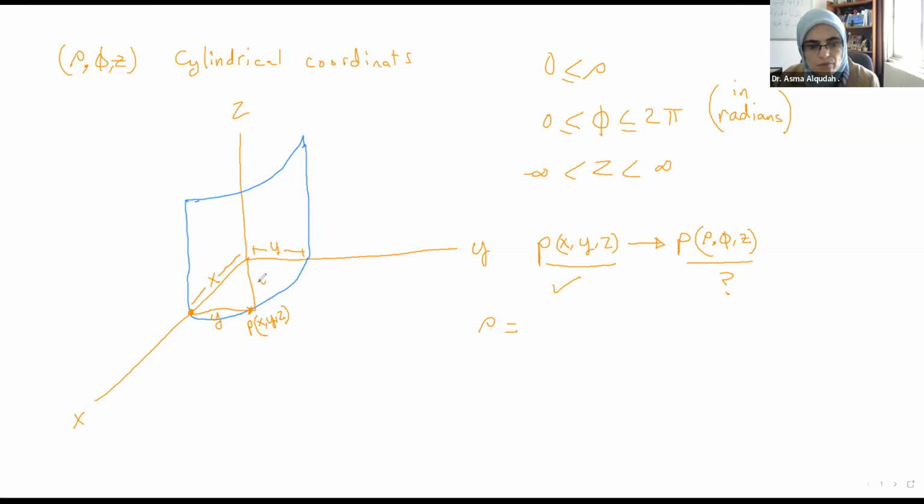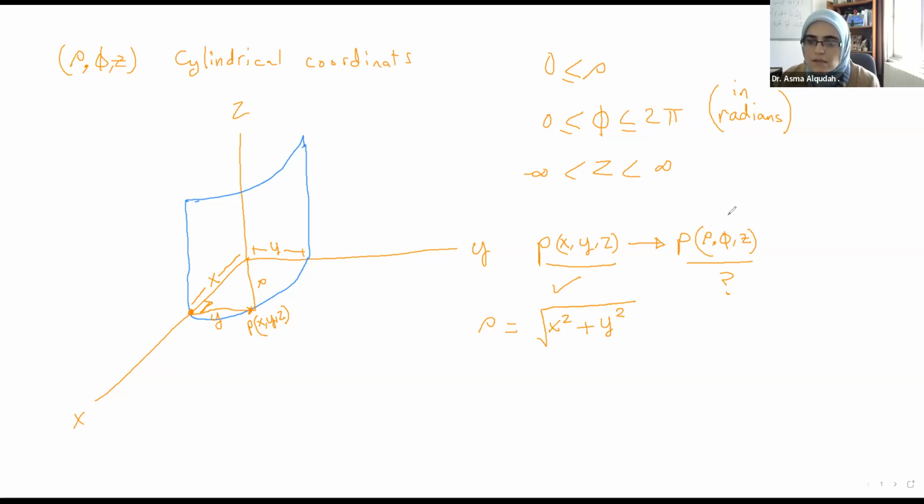Okay, so this is rho. The relation between x, y, and rho is using this triangle. It's a right angle triangle, so we use the Pythagoras rule. So rho is equal to the square root of x squared plus y squared, and we take the square root of the whole thing. So this is how we find rho from x and y.